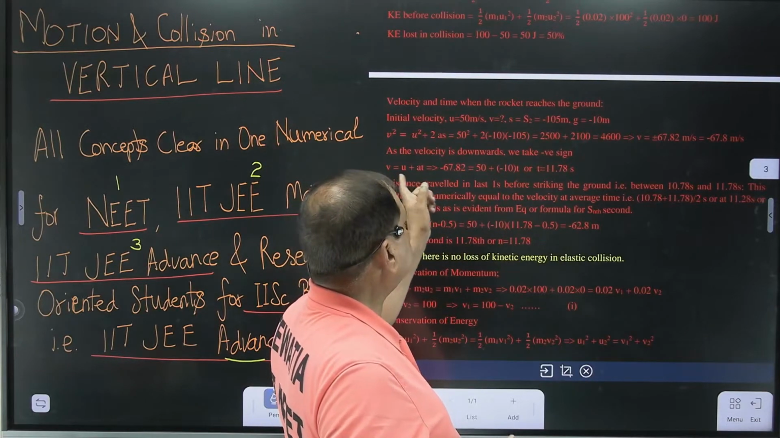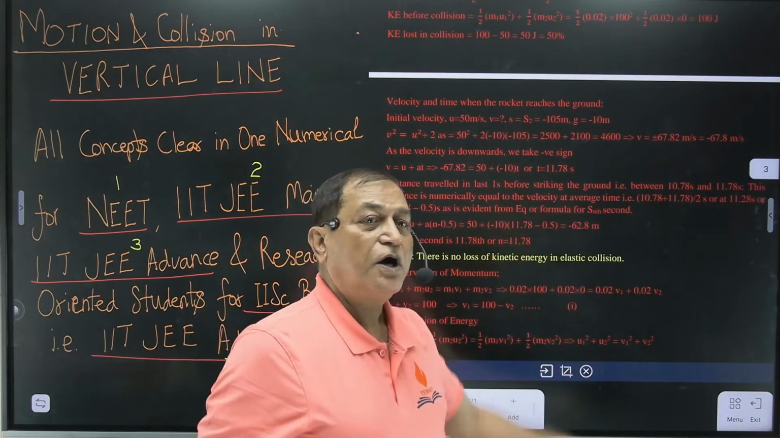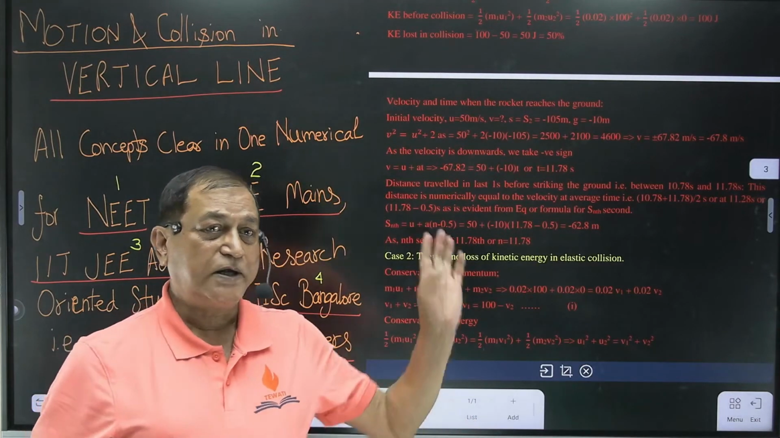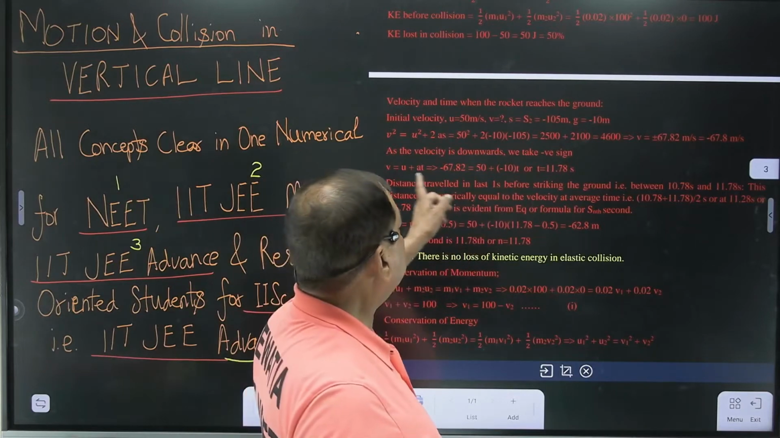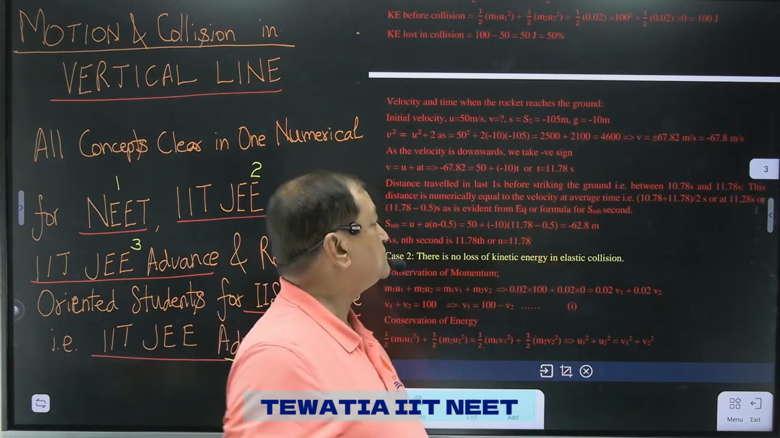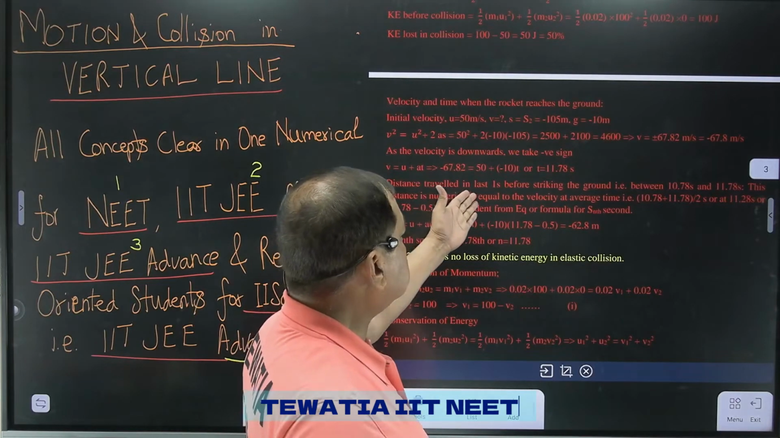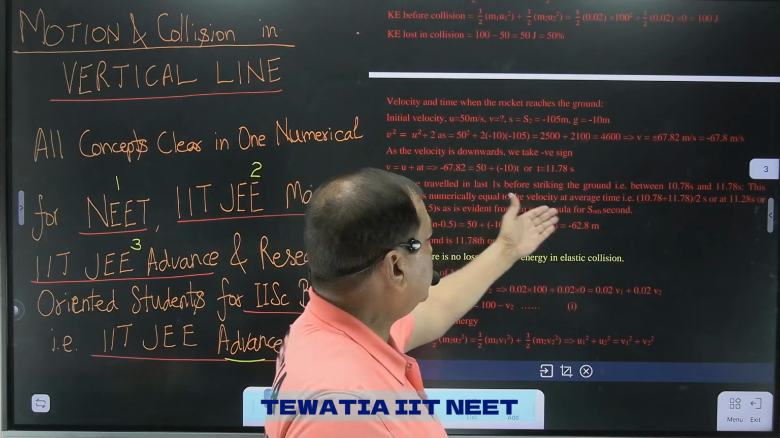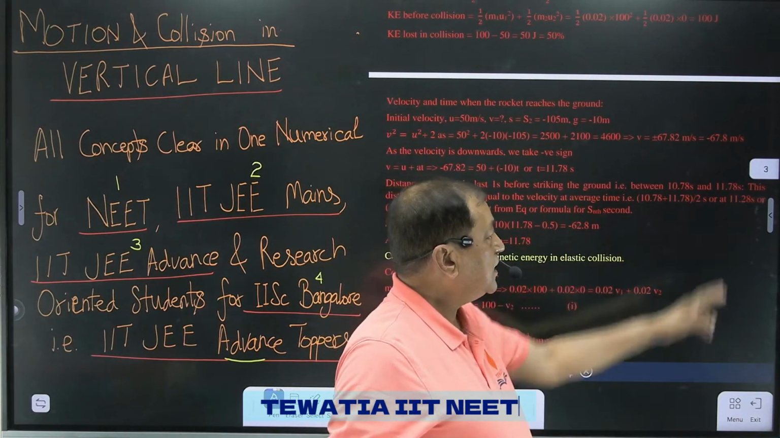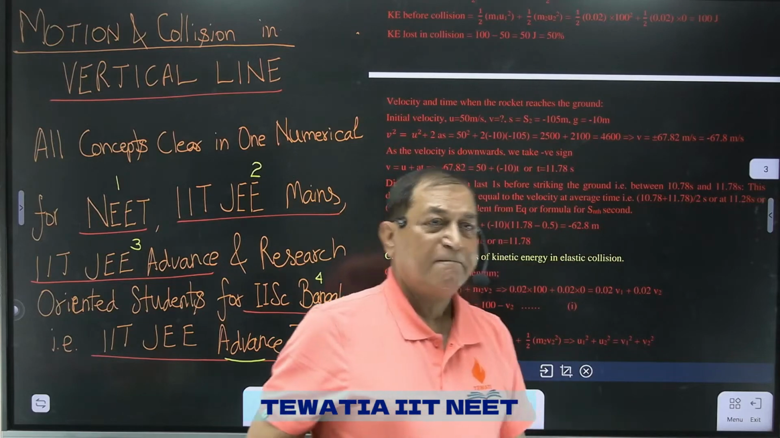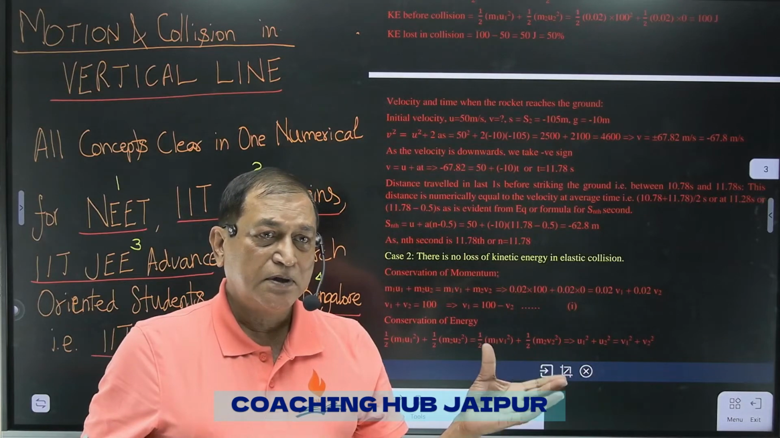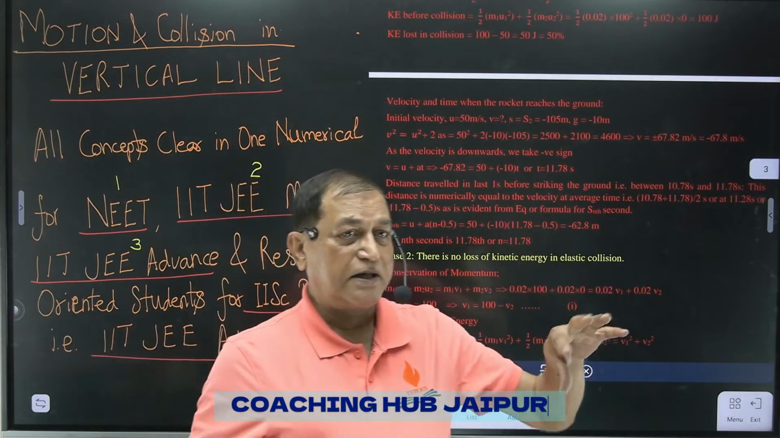We are calculating time using this equation. How much time the rocket will take to reach the ground from that height. So from the first equation it comes 11.78 second. Now distance traveled in the last 1 second before striking the ground, that is between 10.78 second and 11.78 second. Last second is just 1 second before that.